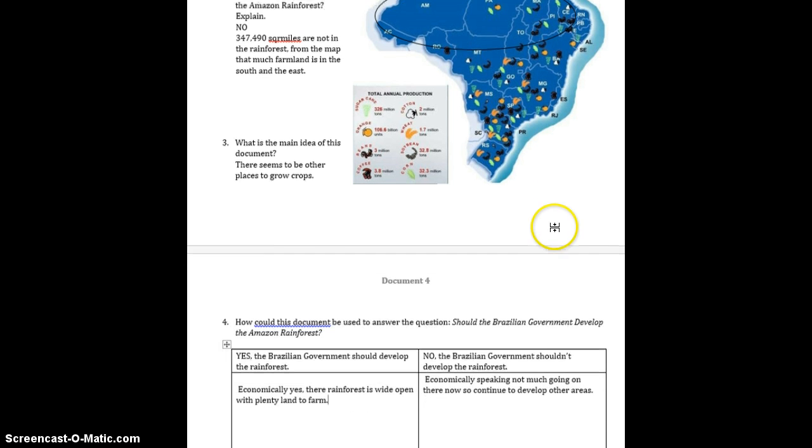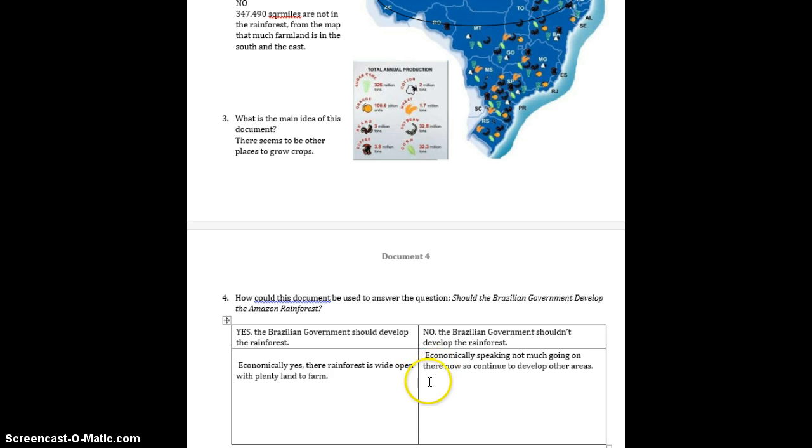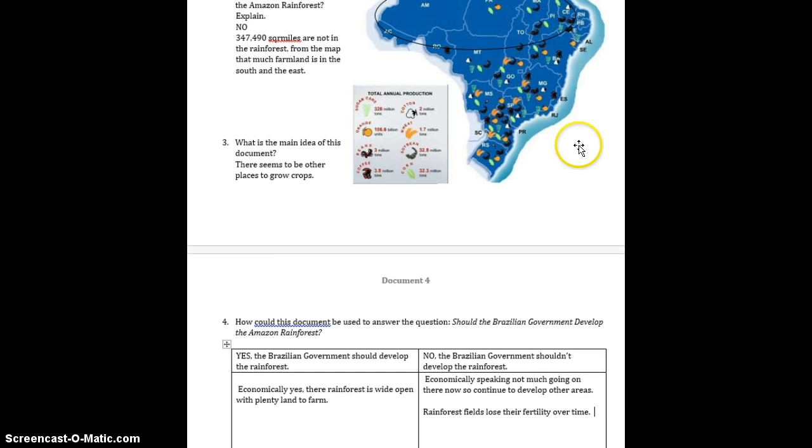If you would like to continue to use this in that no column, this is another thing that you can put in there, that the rainforest fields lose their fertility over time. And then you have to keep on moving, which means that this area up here would constantly be reorganized and be constantly being taken more over.